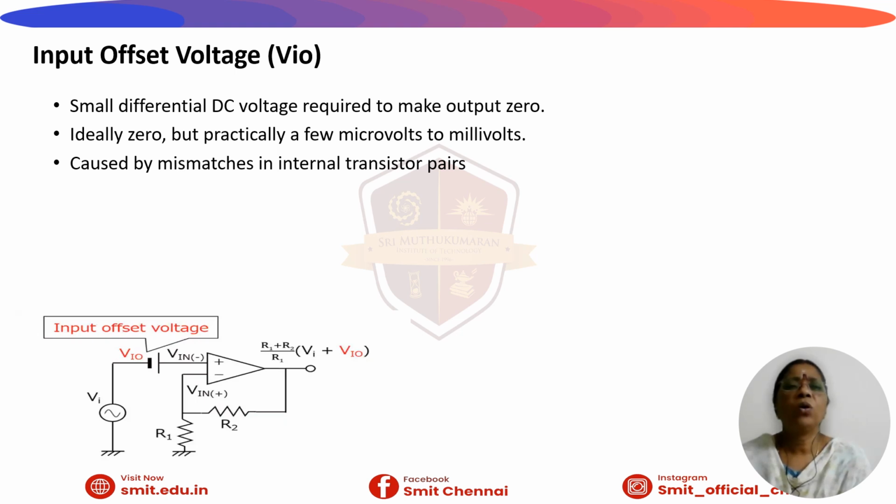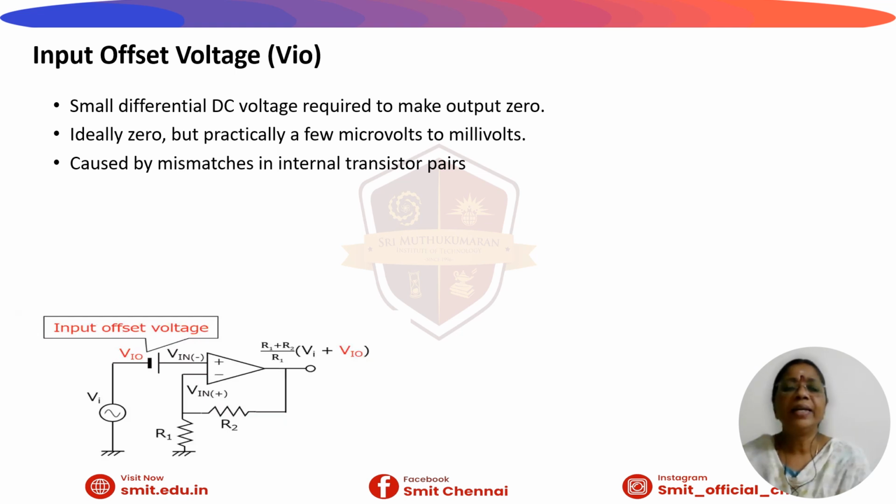Input offset voltage, which is designated as VIOS. It is a small differential DC voltage required to make the output zero. It is ideally zero, but practically we have a few microvolts to millivolts. While ideally zero, practical values range from microvolts to a few millivolts due to internal transistor mismatch.